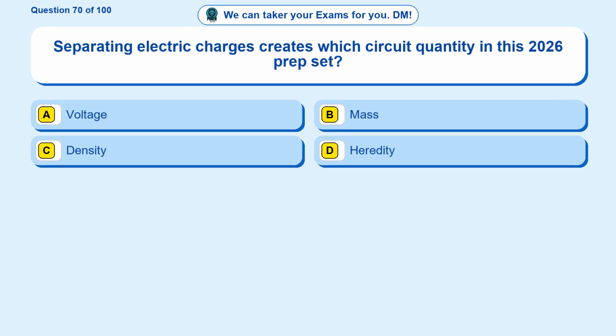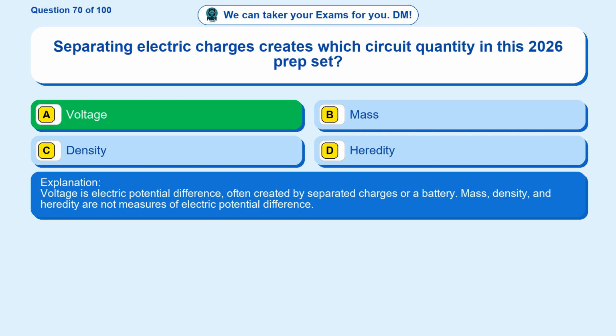Question 70. Separating electric charges creates which circuit quantity in this 2026 prep set? Option A, voltage. Option B, mass. Option C, density. Option D, heredity. The correct answer is option A. Voltage. Voltage is electric potential difference, often created by separated charges or a battery. Mass, density, and heredity are not measures of electric potential difference.